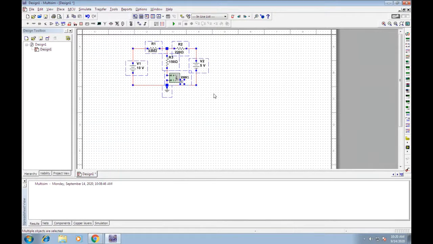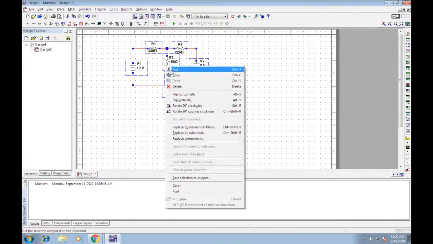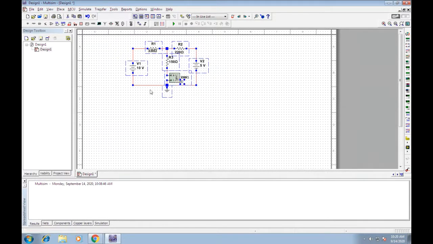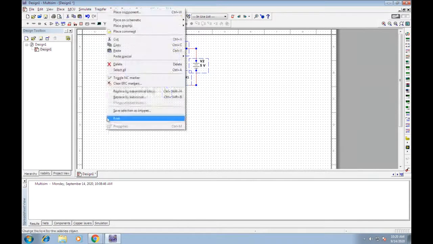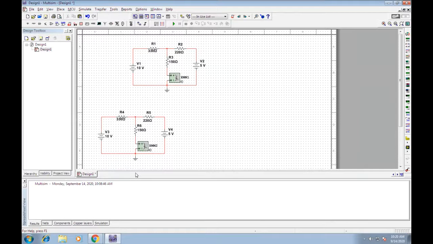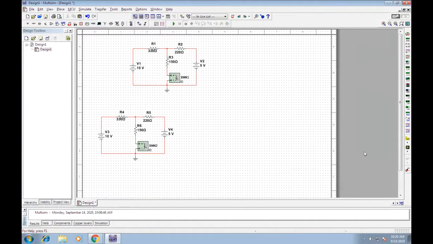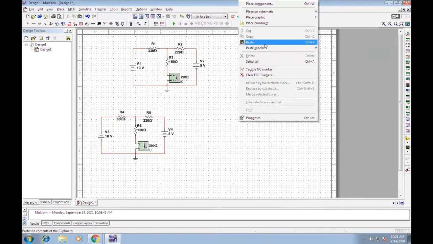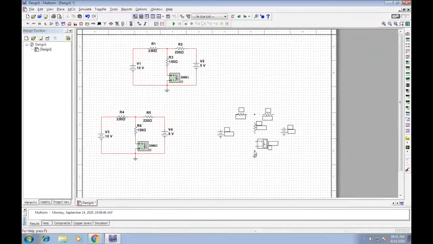we will simply select all. Right click, copy. If you select all, copy, and then right click again, paste. All of them will appear here. Understand? So same again. We need the third one, so again right click, paste. All of them are available here.